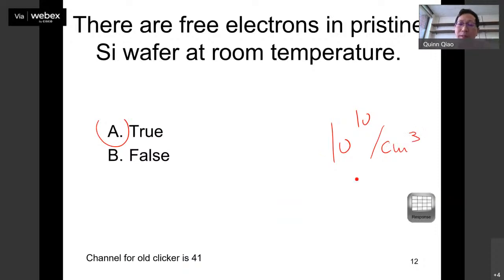When you dope it, you typically dope that. If you do doping, you can improve that from 10 to the power 14 to what? To 10 to the power 19, okay?